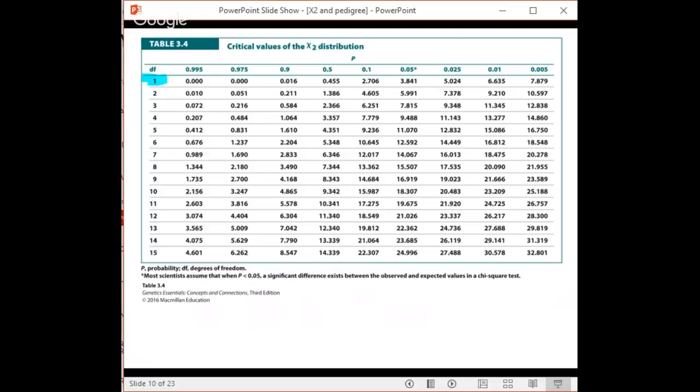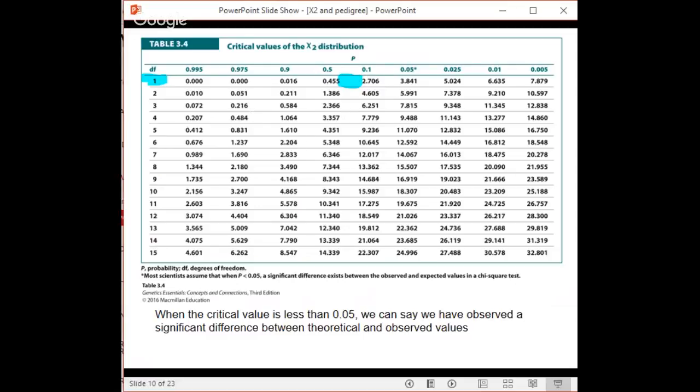So we determined that our degrees of freedom was 1. We always want to start with that. And then we're going to go along this line right here and find where 2.7 might lie. And it looks like it's in this gap right here, and that's going to put us between these two values. So when the p-value is less than 0.05, we can say that we've observed a significant difference between the theoretical and observed values. But ours is between 0.5 and 0.1. So we didn't really observe anything significantly different than what we expected.